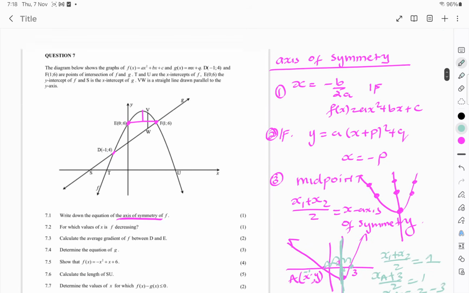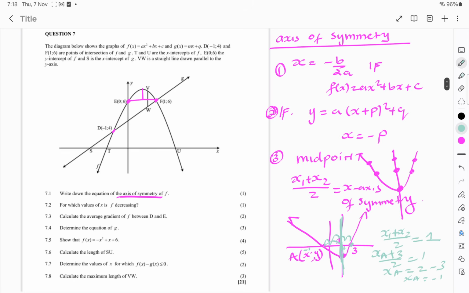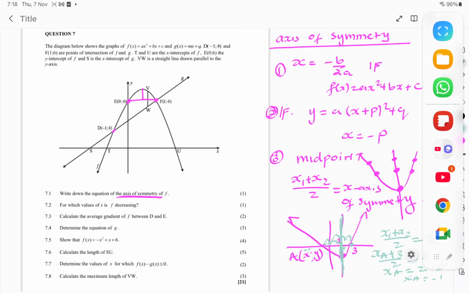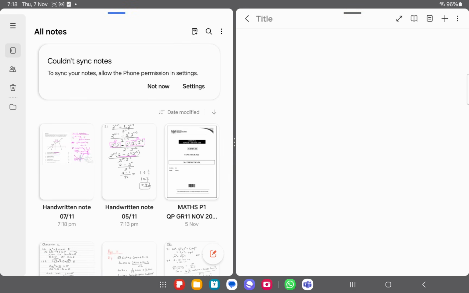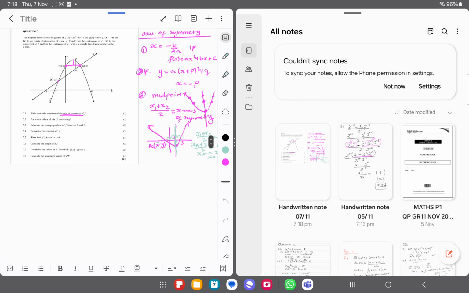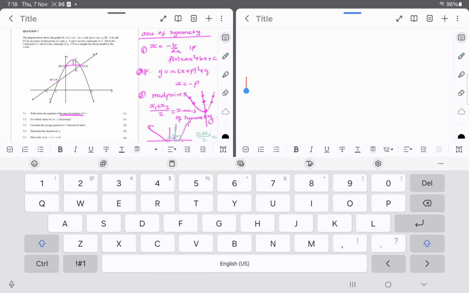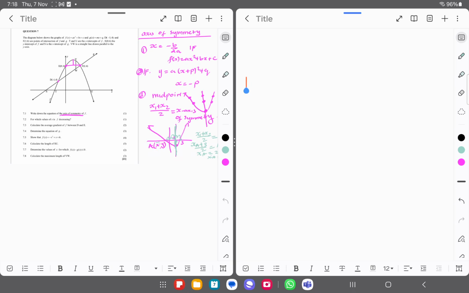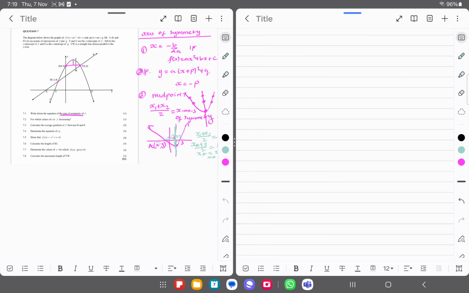Now, let me just, what can I do? I don't want to erase this, so let me rather just add another page. Good. And then that page template, let me make it this way. Good. So that's what we have with the axis of symmetry.